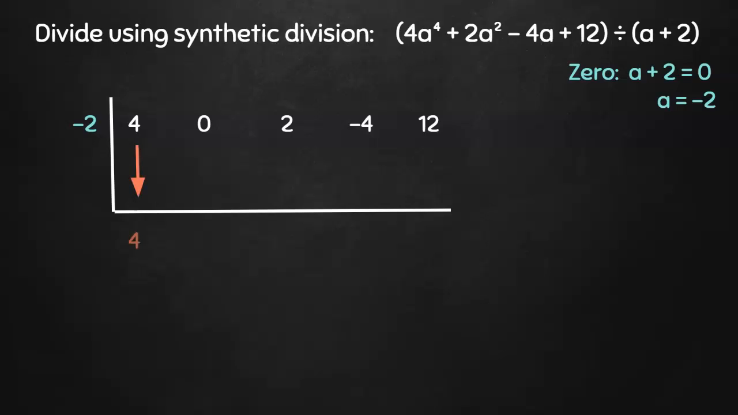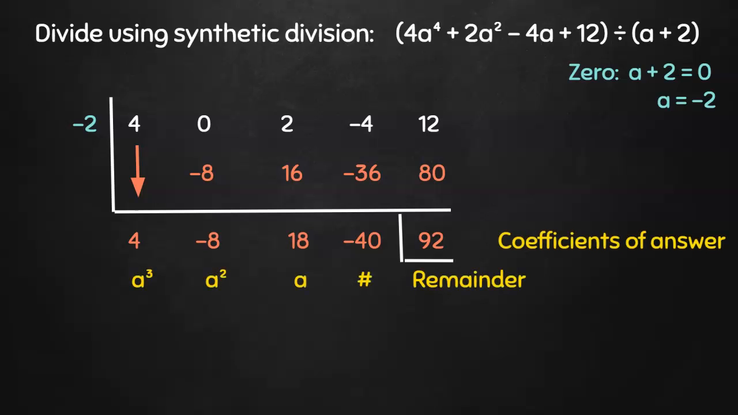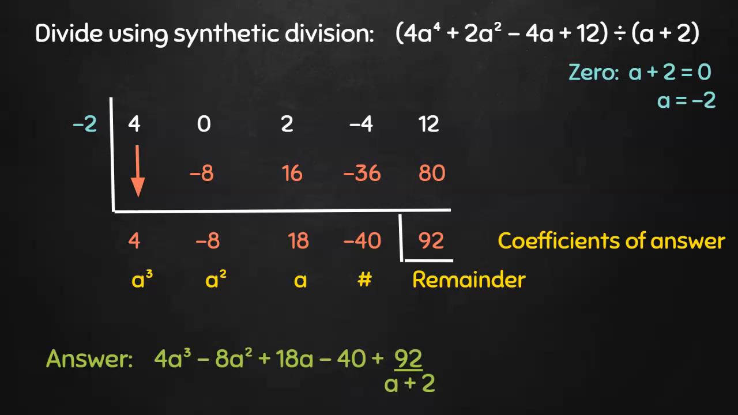Now we're going to add down and multiply diagonally with that negative 2, and then add down. We're going to multiply, add down. Again, multiply, keep multiplying with that negative 2, and then add going down. And then add down. Now, here are my coefficients of my answer, dropping down a degree, which is going to be an a cubed now. Now, again, here you have your remainder. So as you write your answer, we got 4a cubed minus 8a squared plus 18a minus 40.